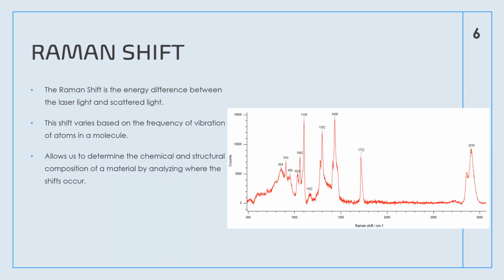The Raman shift can be calculated by collecting and analyzing the Stokes-Raman scattered light. This shift is the energy difference between the laser light and the scattered light. The shift will vary based on the frequency of vibration of atoms in a molecule. This shift allows us to determine the chemical and structural composition of a material by analyzing where the shifts or peaks occur. A Raman shift for polycaprolactone is shown here. The specific peaks allow us to identify this material as polycaprolactone.